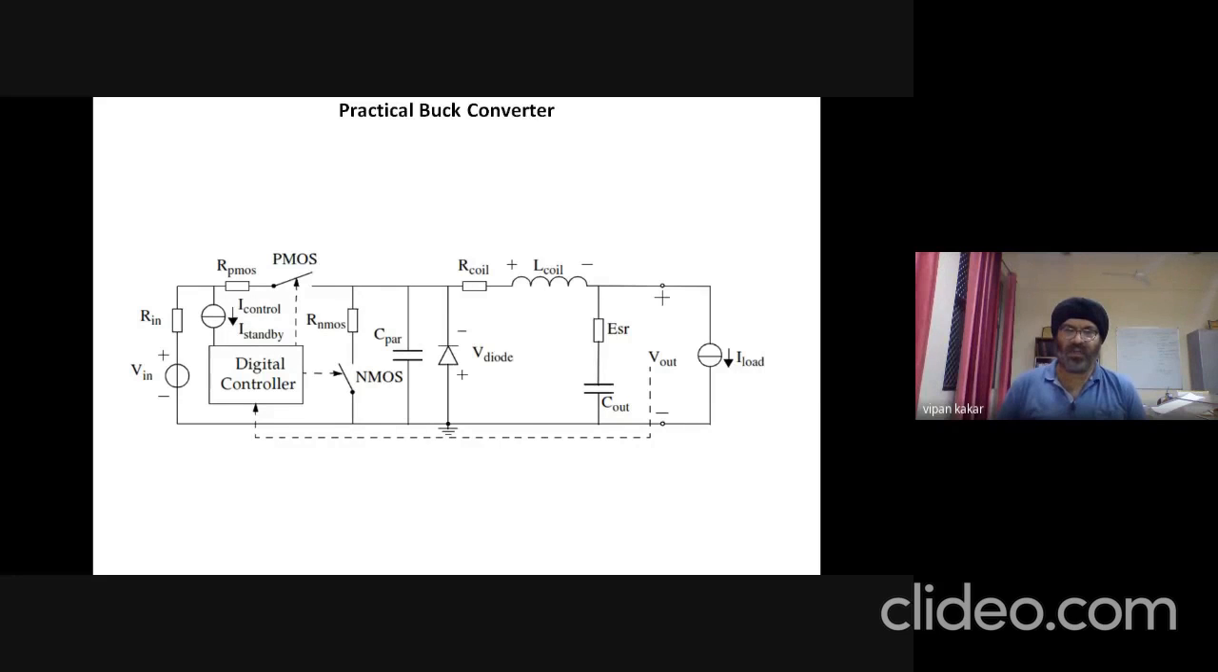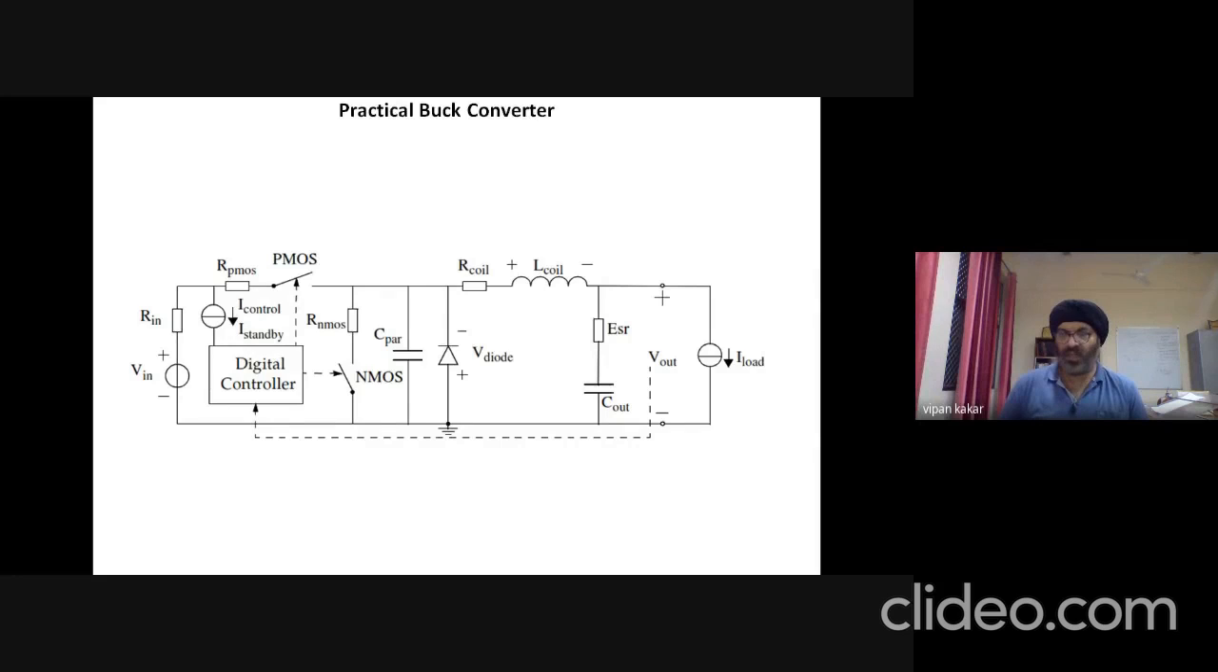And this is the internal resistance of the NMOS, which is RNMOS. We are including these parameters also. And this is the internal resistance of the PMOS. This is the internal resistance of the battery or DC source. This is the internal resistance of the coil, the inductance. This is the diode, a freewheeling diode. This is the parallel capacitor. This is the ESR, which is the internal resistance of the capacitor.